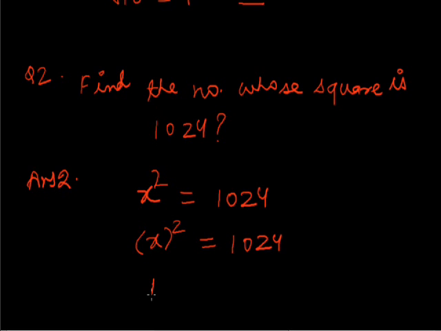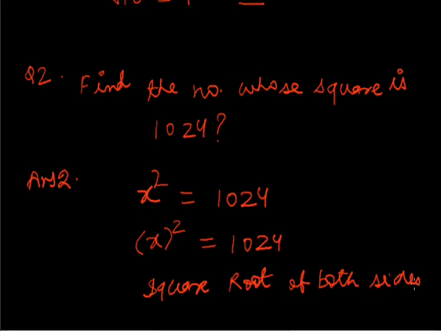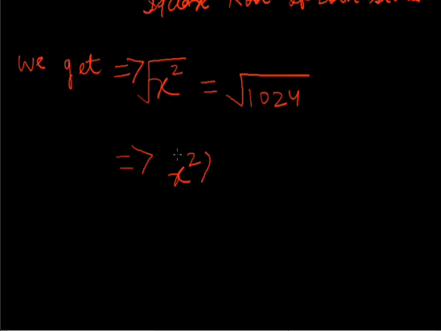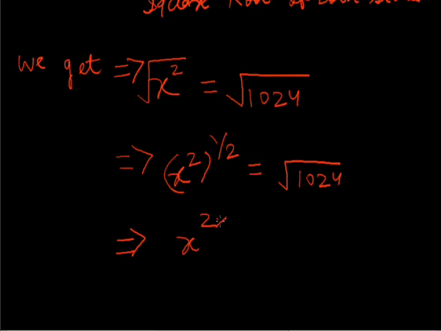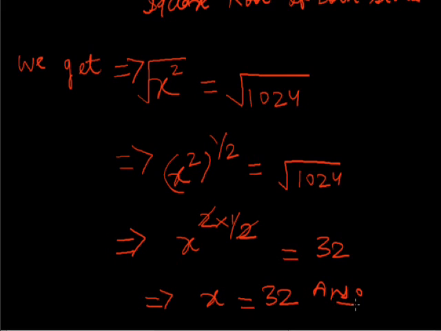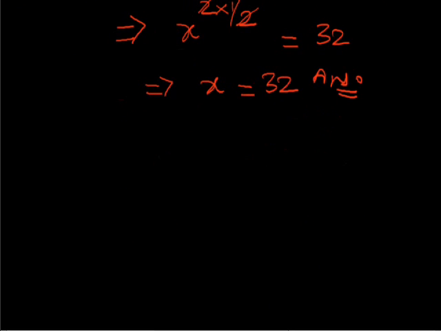When we take the square root of both sides, we get x is equal to the square root of 1024. This is a square and this is the root, which implies x to the power 2, and this root sign can be changed into the form of the power 1 by 2, of 1024. Now on solving this, we get x to the power 2 into 1 by 2, which gives you 32. This 2 cancels with this 2, which gives x is equal to 32. So the number whose square is 1024 is 32. These are very simple questions which can be asked in your competitive exams also.